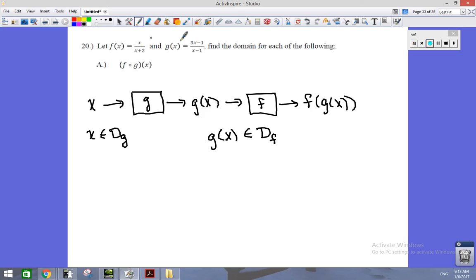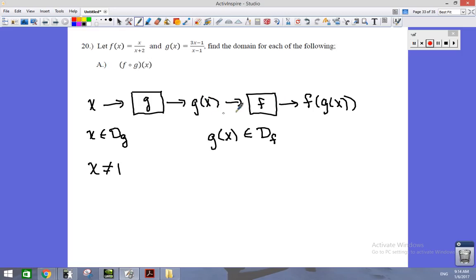I don't have any square roots to worry about. The only thing that I have to worry about is division by zero. When I look at the function G, I can plug in any real number you would like, except if you try to evaluate G at positive 1, you're going to get 2 divided by 0, and that's undefined. 1 minus 1 is going to give you a 0. That means that we want to throw 1 out of the domain. We do not want to allow X to ever equal 1, because you won't have an output to plug into F.